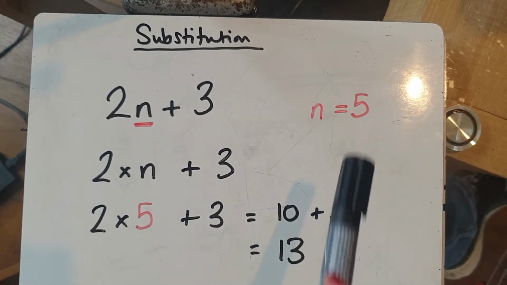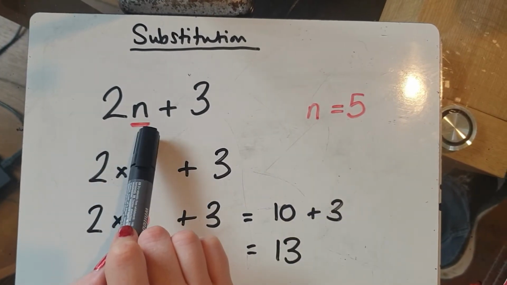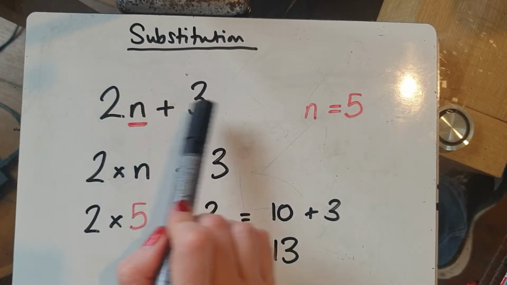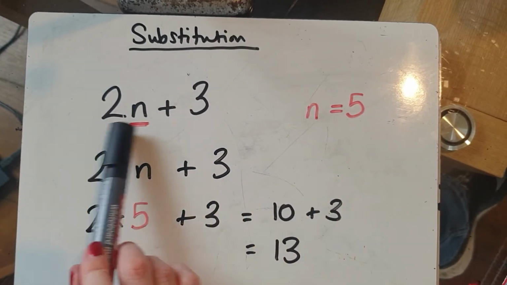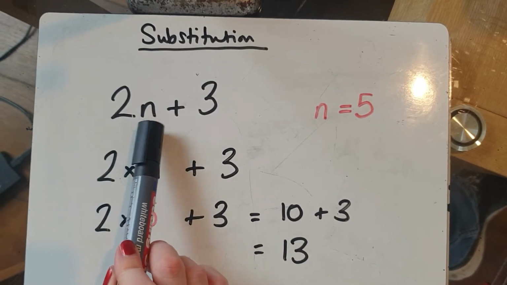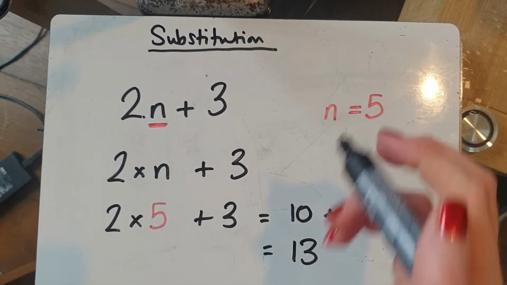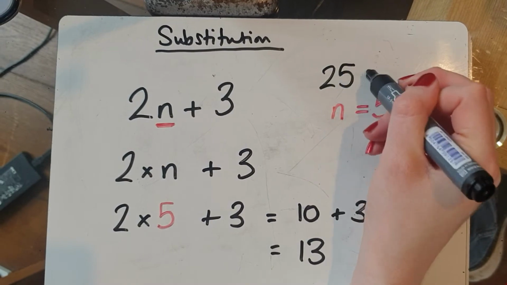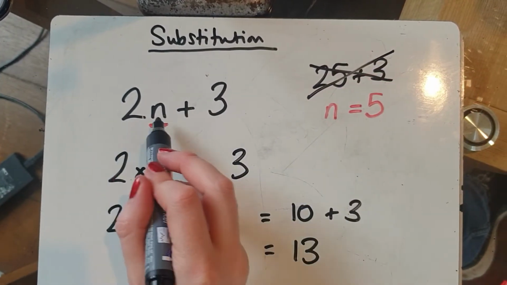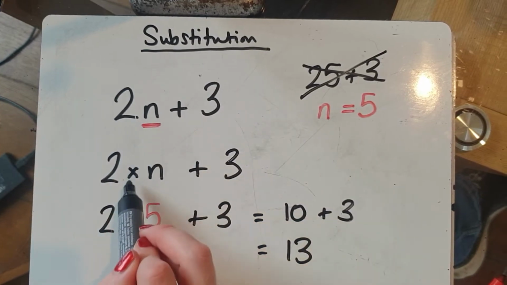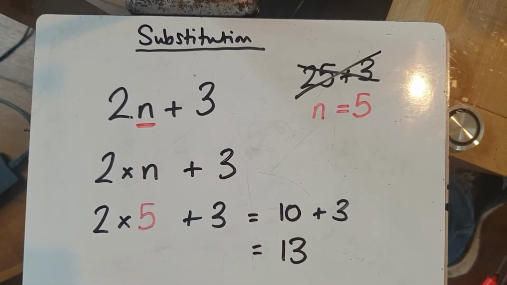So I can substitute a number into an expression by replacing the variable with that number. But I have to think carefully about what's actually going on. So where this says 2n plus 3, I wouldn't write 25 plus 3. I wouldn't just put the 5 there. I need to think about what's actually happening. 2 is multiplying the n, and then I'm adding 3.